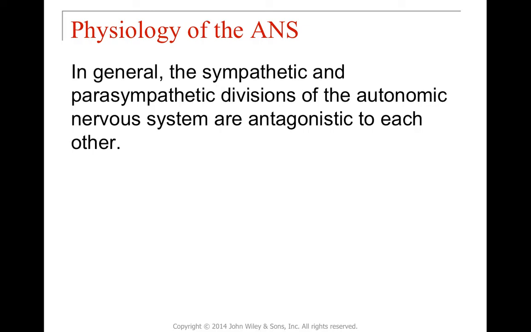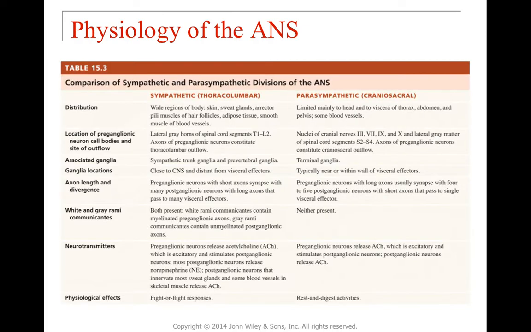So if one organ system is going to be upregulated during parasympathetic activity, it's going to be downregulated during sympathetic activity. And this is basically just showing you a comparison of the sympathetic and the parasympathetic divisions of the autonomic nervous system. So the sympathetic is distributed on wide regions of the body, right? Your skin, your sweat glands, even the erector pili muscles of your hair follicles, things like fat tissue, smooth muscle, blood vessels, etc.